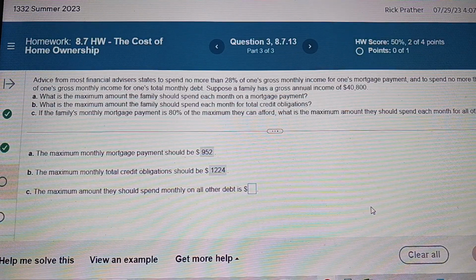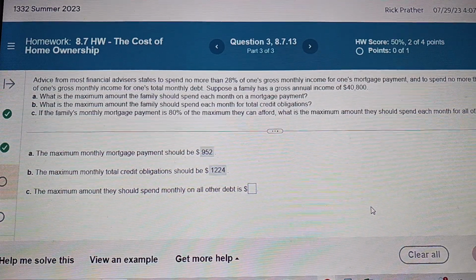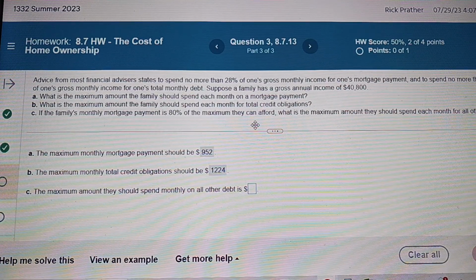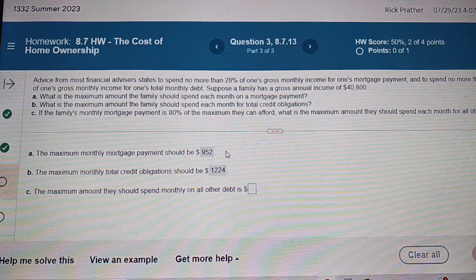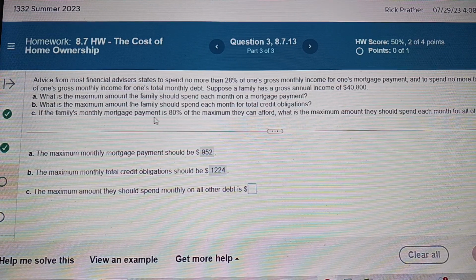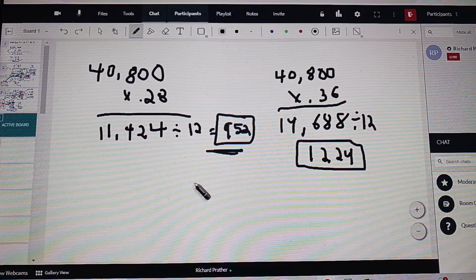Okay, so if the family's monthly mortgage payment is 80% of what they can afford, you don't have to spend the maximum. You could get a house that costs a little less so that you're not getting to your maximum, and that gives you some leeway in case there is an emergency or something. So what if they only spend 80% of the maximum they can afford? The maximum they can afford on their mortgage is this $952. What if they're able to find a home that's only 80% of that cost?